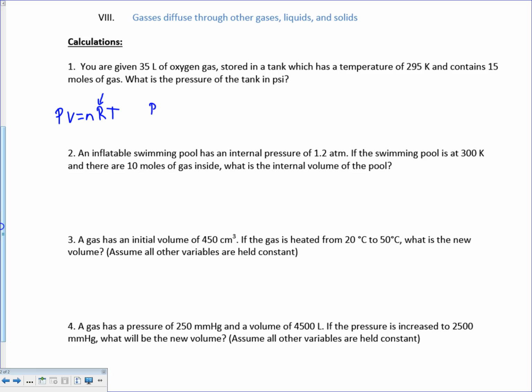So P equals V, 35 liters. Okay, then n in this case is 15. R always 0.0821, and that's liter atmospheres per mole Kelvin. And so that's why on this one we're kind of locked into the units. Temperature, 295 Kelvin. Okay, we go through and we calculate there, and we get P equals 10.4. Now what you have to think here is what the units are for that. And since we plugged it into PV equals nRT, it's going to come out in atmospheres. So that's what we get.